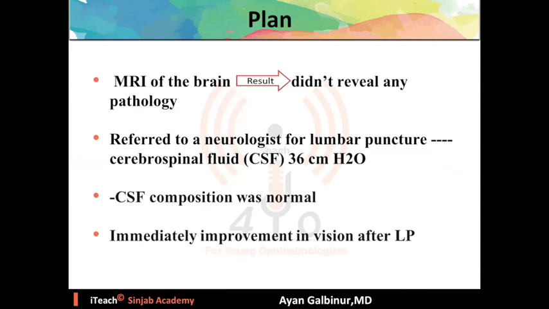Our plan was to exclude space-occupying lesions. The patient underwent magnetic resonance imaging of the brain, which didn't reveal any pathology. She was then referred to a neurologist for lumbar puncture, including determination of cerebrospinal fluid pressure. The cerebrospinal fluid composition was normal, and we saw immediate improvement in vision after lumbar puncture.